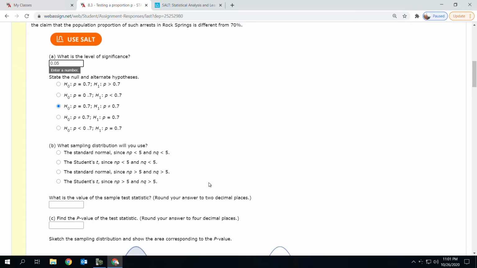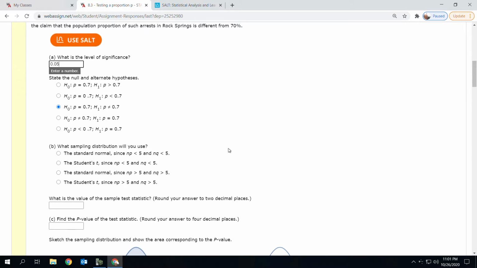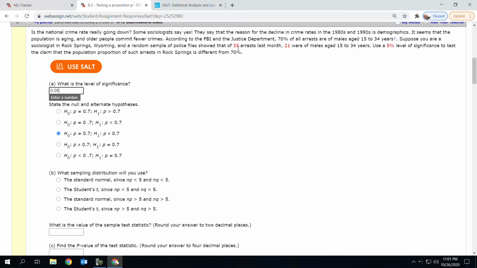We're going to use a standard normal since np and nq are greater than 5. Now, how do we check that? n is the size of our sample, 33. p is 70%. So if you calculate 33 times 0.7, that gives you 23.1, which is well above 5. If 70% is the probability of success, being a male 15 to 34 years of age, then the probability of failure is 30%, or 0.30. So if you take 33 times 0.30, you get 9.9. So n times p and n times q are both greater than 5.